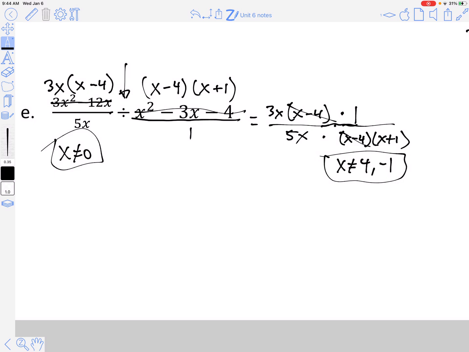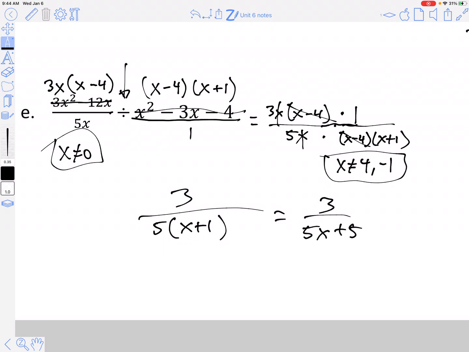X minus 4 divided by x minus 4, x divided by x. My leftovers in the numerator are 3 times 1, which is 3. And then 5 times x plus 1, which is 3 over 5x plus 5, where x can never be -1, 0, or 4. Done and done.